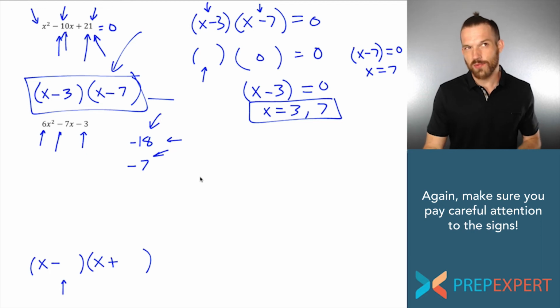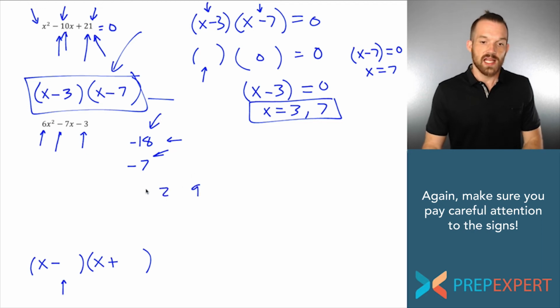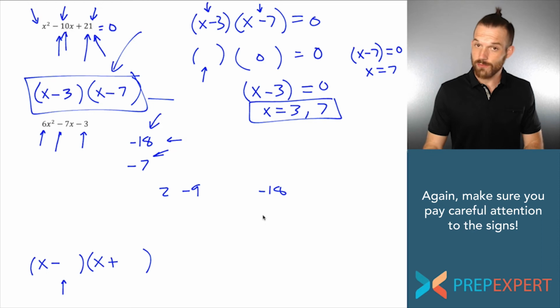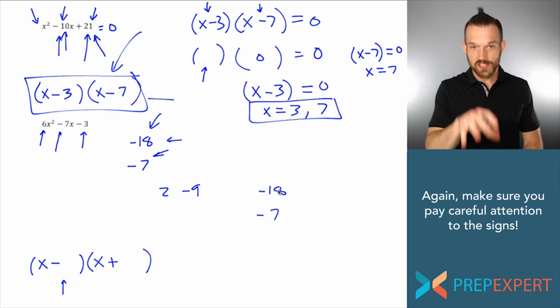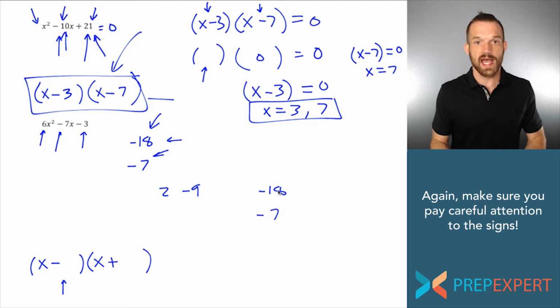I only know a couple pairs of factors for 18. One of them is 2 and 9. If one of those were negative, that would give me negative 18. Let's call it negative 9. And if I add together 2 and negative 9, what do I get? Negative 7. So it looks like 2 and negative 9 are in fact the factors that I start with.